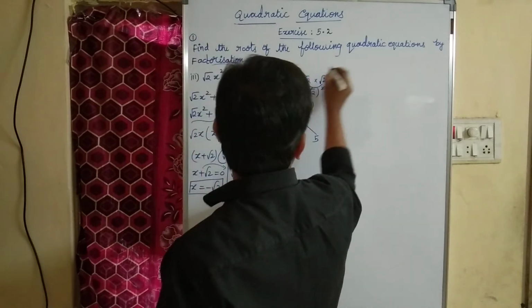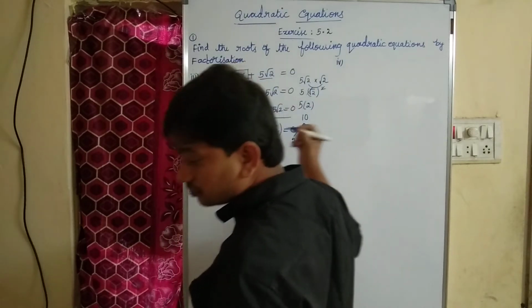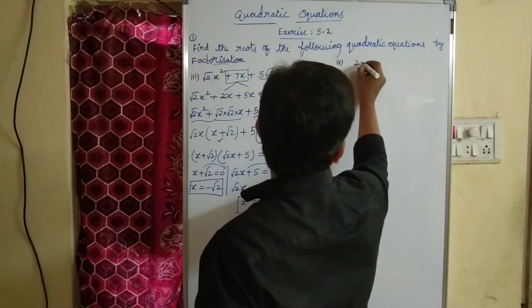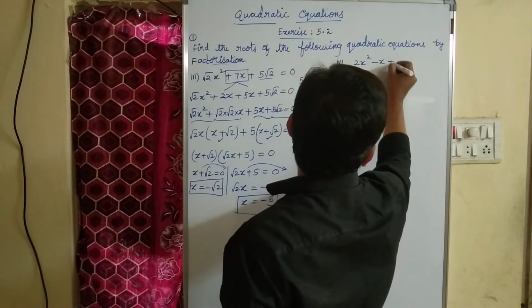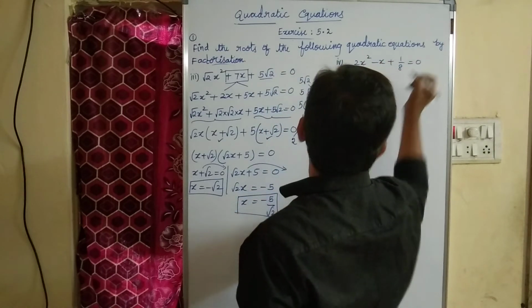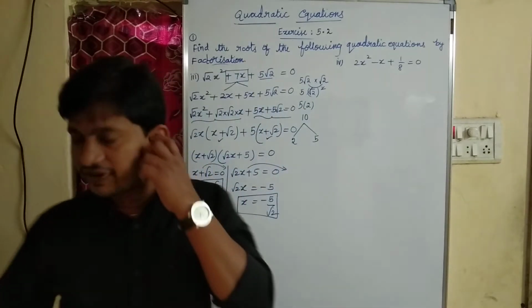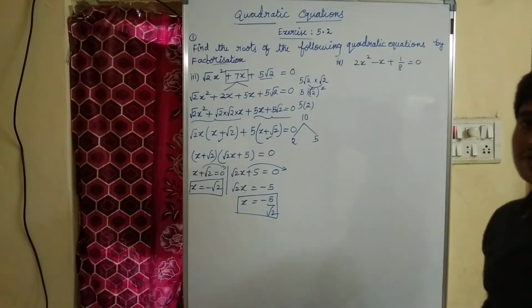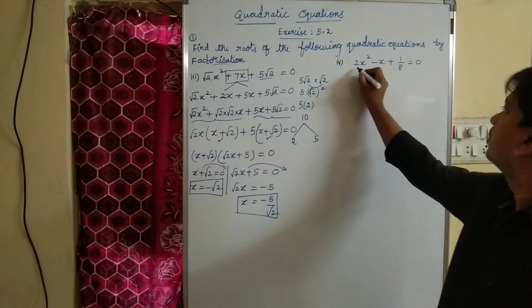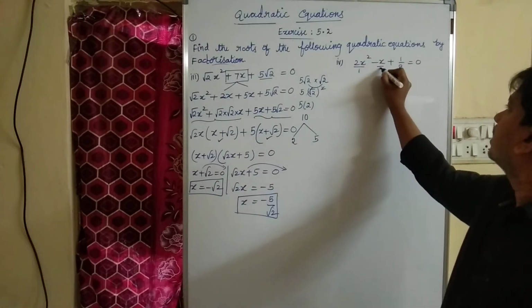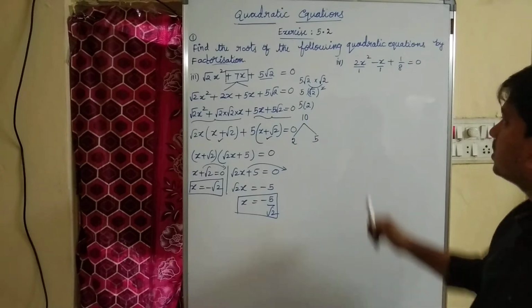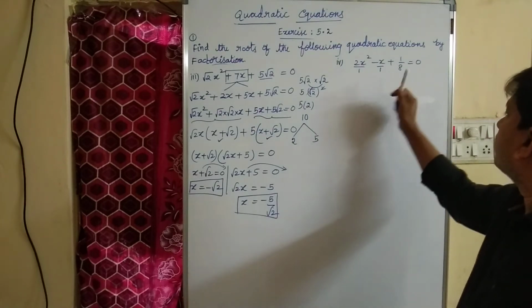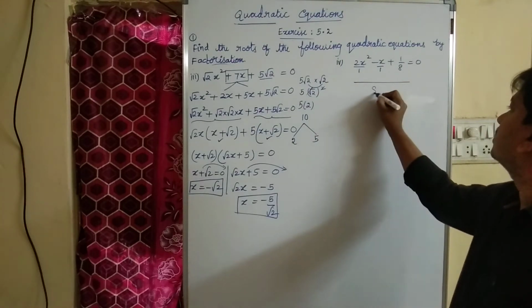Coming to the fourth question, 2x² - x + 1/8 = 0. Children, here the constant is 1/8. What do you do? Here nothing means 1, nothing in the sense 1. So first let us find the LCM of 1, 1, 8, which is 8.